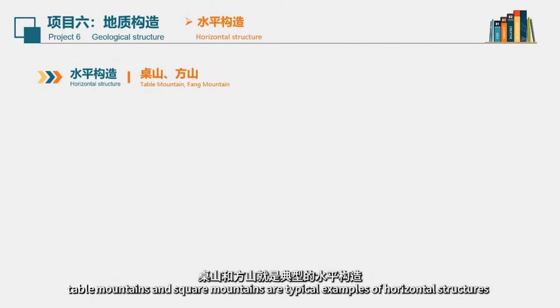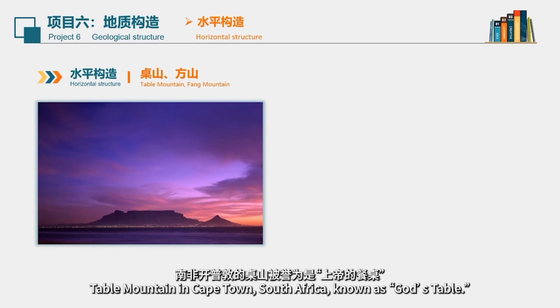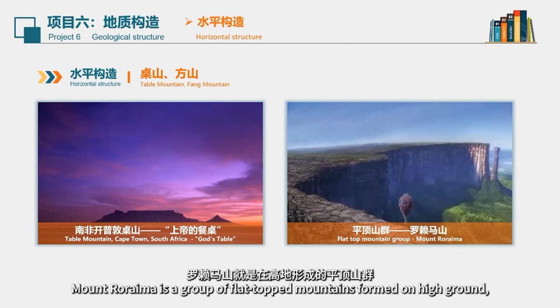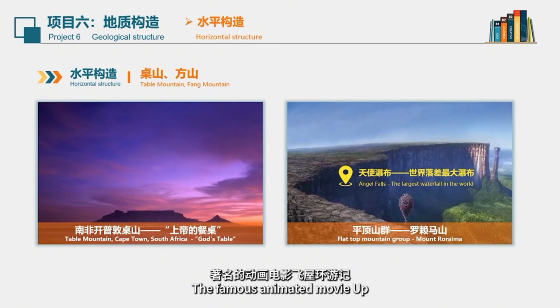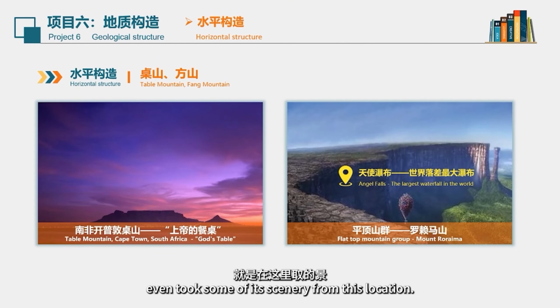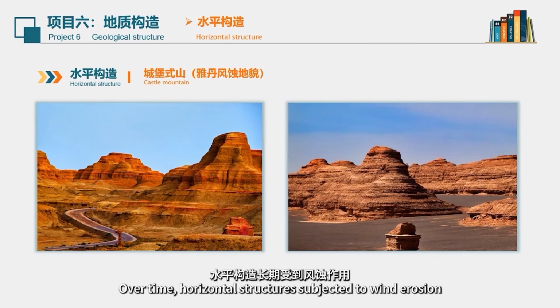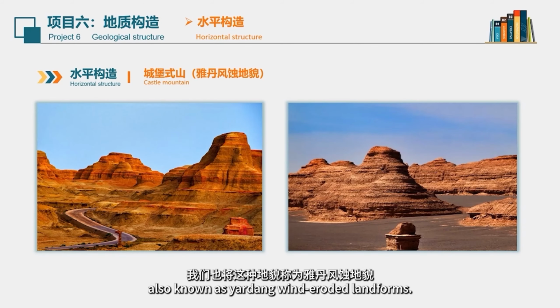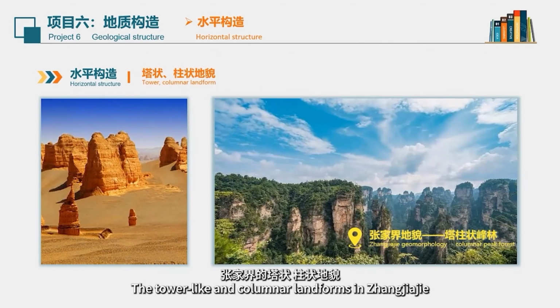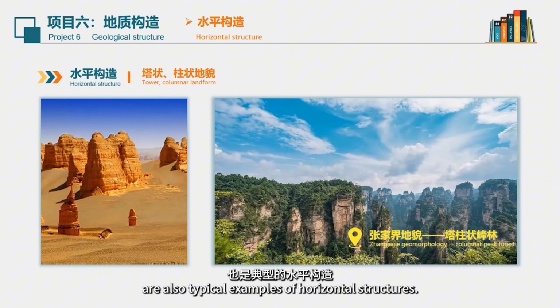Table mountains and square mountains are typical examples of horizontal structures, such as Table Mountain in Cape Town, South Africa, known as God's Table. Mount Roraima is a group of flat-topped mountains formed on high ground, boasting the world's highest waterfall, Angel Falls. The famous animated movie Up even took some of its scenery from this location. Over time, horizontal structures subjected to wind erosion can form castle-like mountains, also known as Yardang wind-eroded landforms. The tower-like and columnar landforms in Zhangjiajie are also typical examples of horizontal structures.